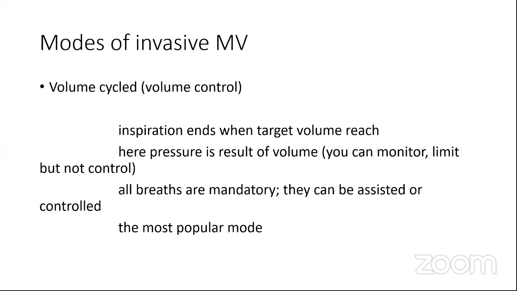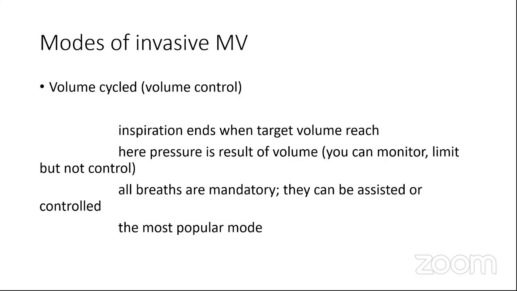Volume controlled mechanical ventilation is described as a controlled mode because all the breaths are mandatory. Mandatory breath means that it is not the choice of the patient. The patient can ask for a breath, which we call triggering, but then he gets a pre-described breath that we set, a certain volume, a certain inspiratory time, a certain inspiratory to expiratory ratio. So all the breaths are controlled by the machine. There's no spontaneous breath at all during this mode.